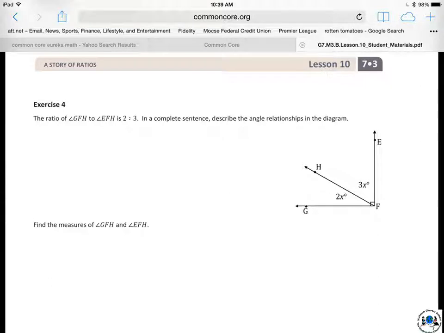Okay, so here's another one that uses a ratio. It tells you right here the ratio of GFH to EFH is 2-to-3. In a complete sentence, describe the angle relationships in the diagram. Okay, so go ahead and see if you can figure this out yourself and write a good statement. And again, a good statement that's going to help us solve this, because eventually we're going to find the measures of GFH and EFH. So actually, you can go ahead and do the whole thing and then come on back and we'll check it.